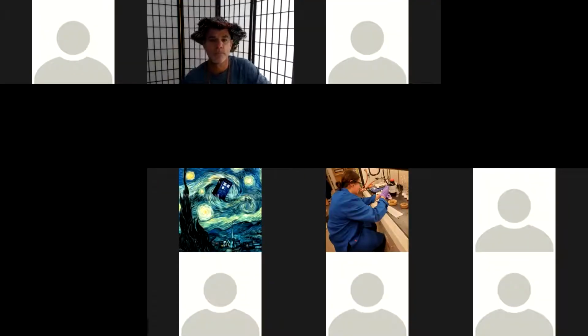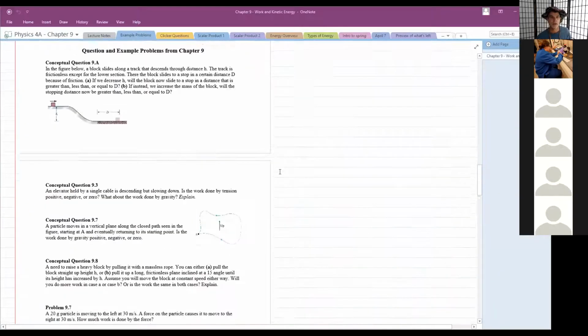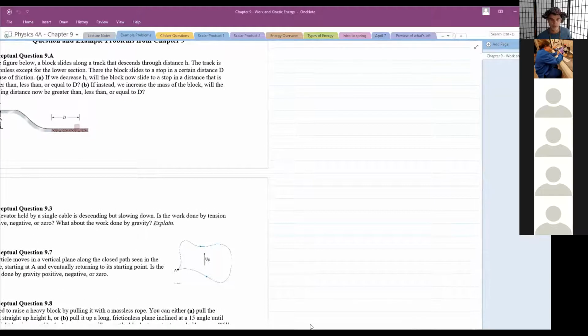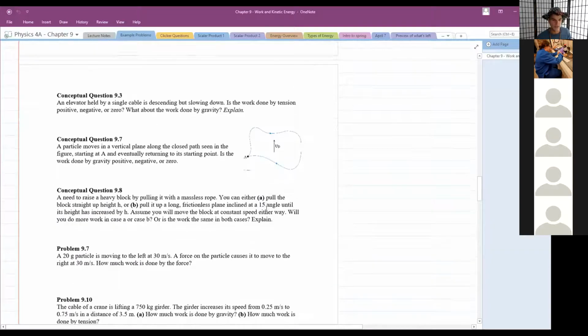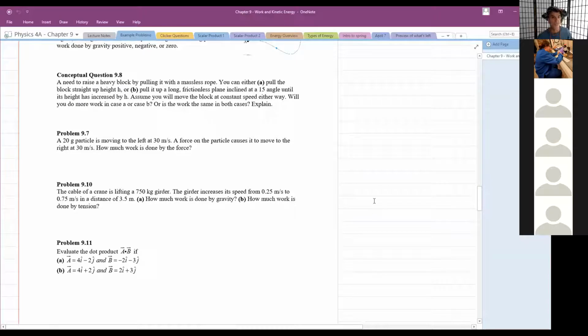Other questions I can answer from anybody? Joe, I had a question. Okay, example problems from chapter 9. Let me see, it's the easiest way to pull this up. Physics 4A, chapter 9, example problems. Share screen. Okay, so I'm looking at 9.7 and 9.21. Hold on one second. Conceptual question or problem? Problem. Problem 9.7.